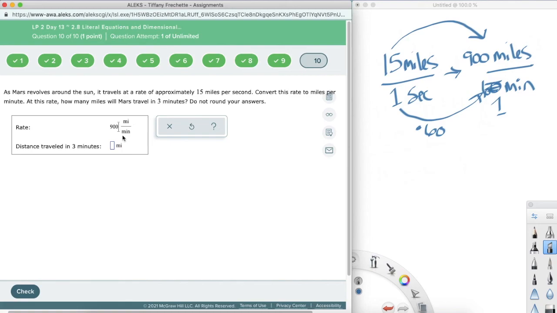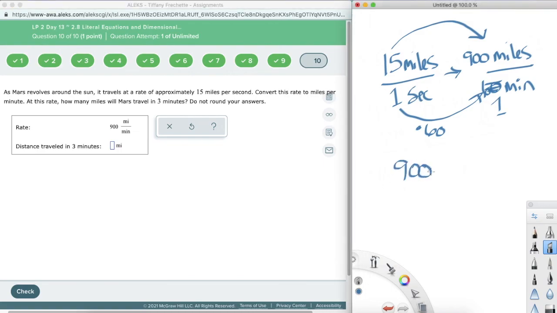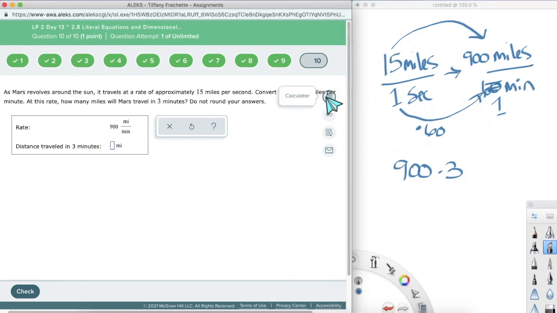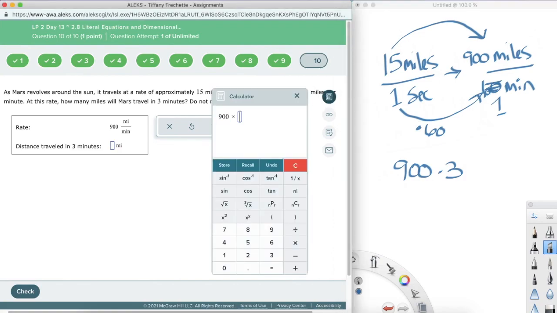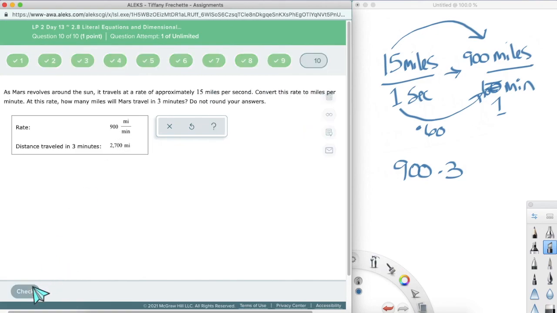Now it says, how far does it travel in 3 minutes? Well, if it's 900 miles per minute, for every single minute it's going 900 miles, we can just take the 900 and multiply that by the number of minutes it gives me. In this case, it's 3. So you can go back to your calculator, and it tends to save what you put in there last, times 3. So I'm going to get 2,700 miles. All right, we're going to check that, and we're good to go there.